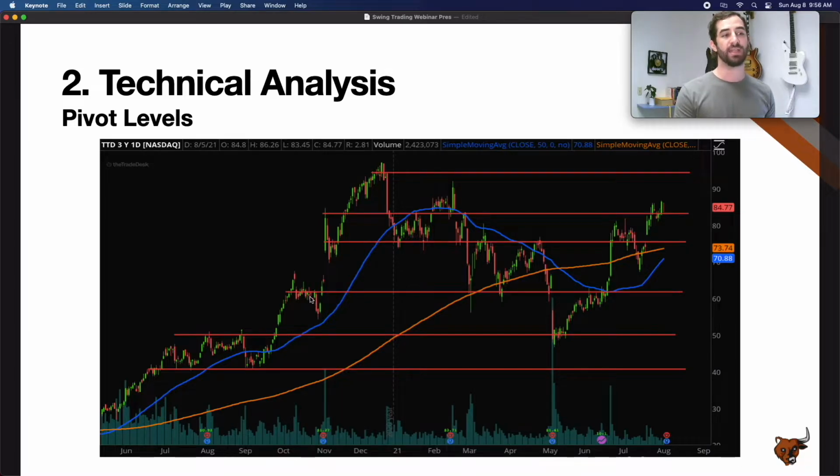Because in case, let's say for example, you bought this 50 MA setup, when it goes back up, you're selling into here, okay? So you're buying into the 50 MA and then you're selling into your pivot level. Okay, that's how we're going to use these levels.